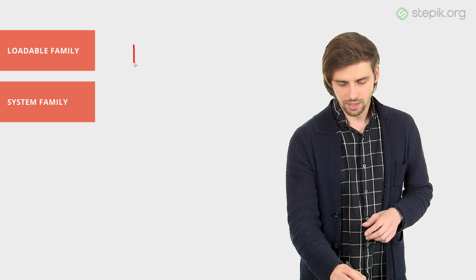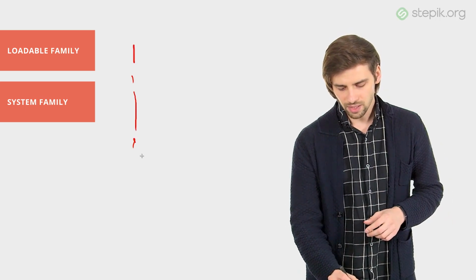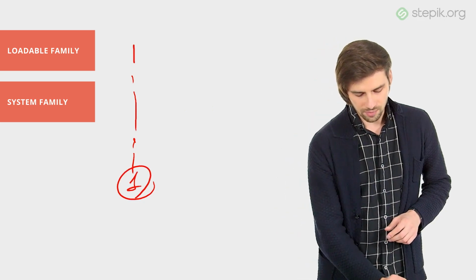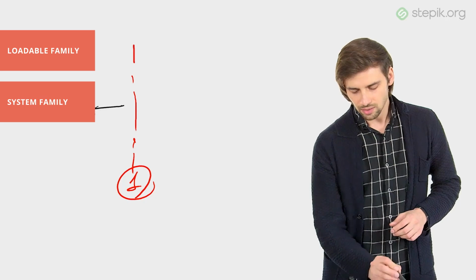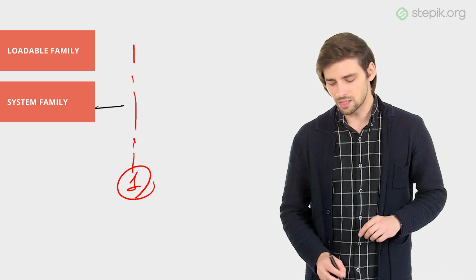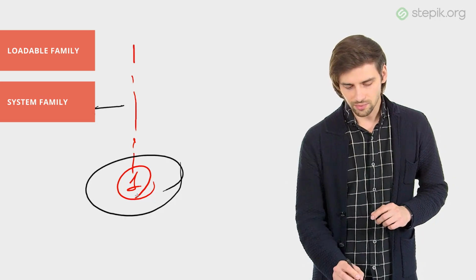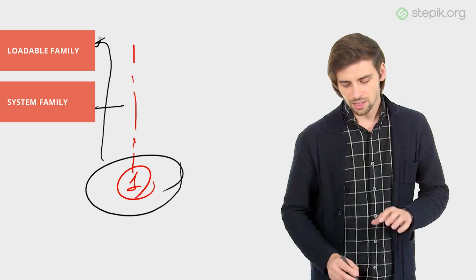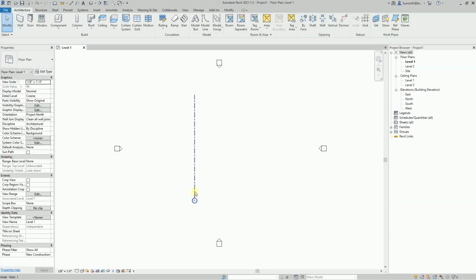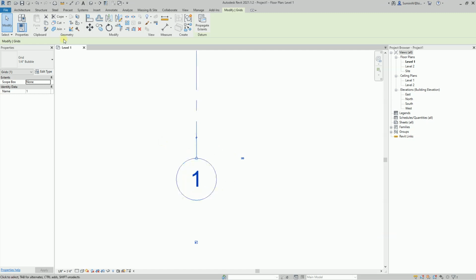Let's consider the system family of the grid line. That's one of the simplest families, and it looks sort of like this. As I have already mentioned, it's a system family, but there is a nested loadable family, the title of the grid, inside of it. Namely, this is a loadable family, and it's created in the Family Editor.